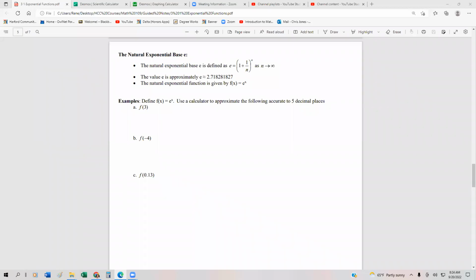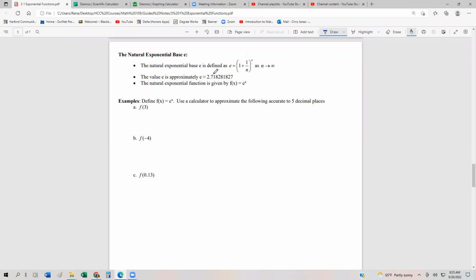Another exponential function that we're going to be looking at quite frequently throughout this course, and for those of you that have to take calculus and higher, is the natural exponential function. Before we talk about the function itself, we need to discuss what the natural exponential base is. The natural exponential base e is the expression (1 + 1/n)^n as n approaches infinity.